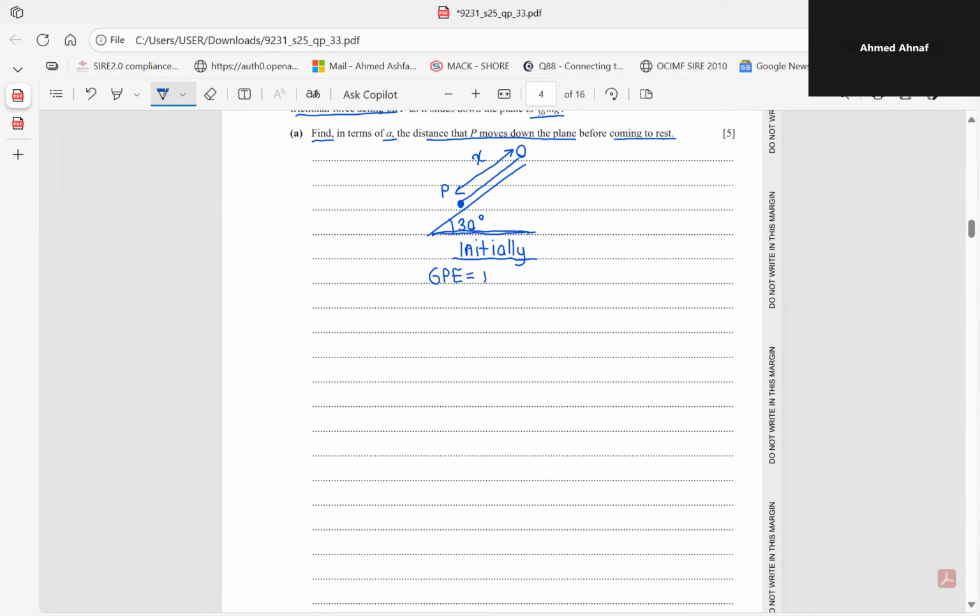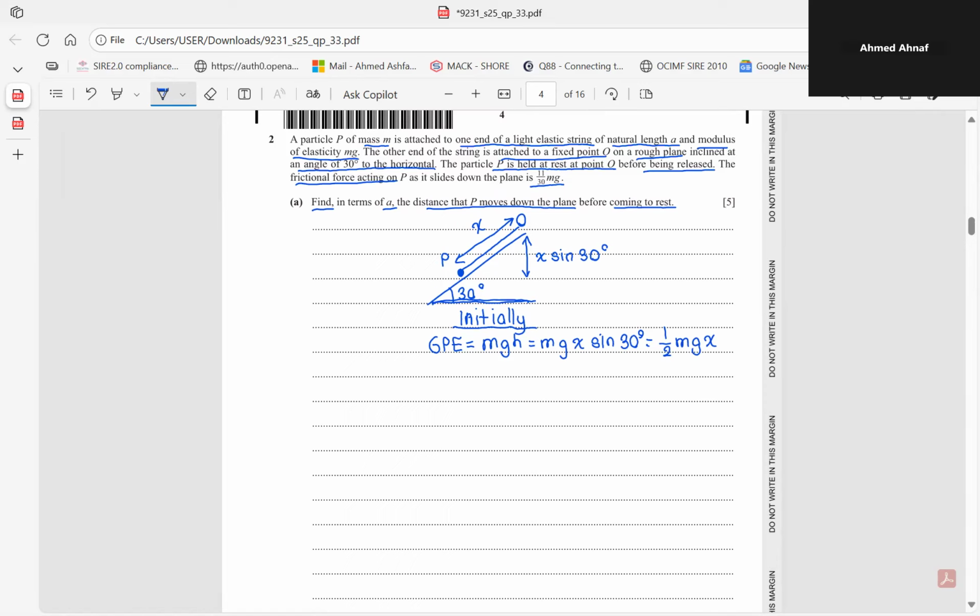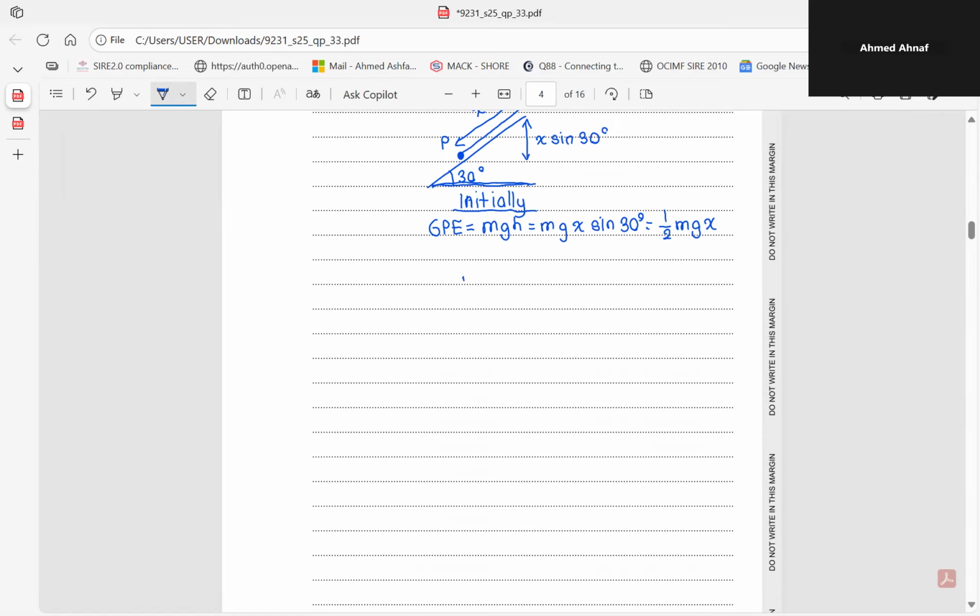So the only energy there would be GPE. Let's use mgh. Your h would actually be the vertical distance. So using a simple trick, you can easily figure it out to be x sine 30 degrees. Sine 30 degrees is just half, so you get half mgx. So this is the initial energy at O.